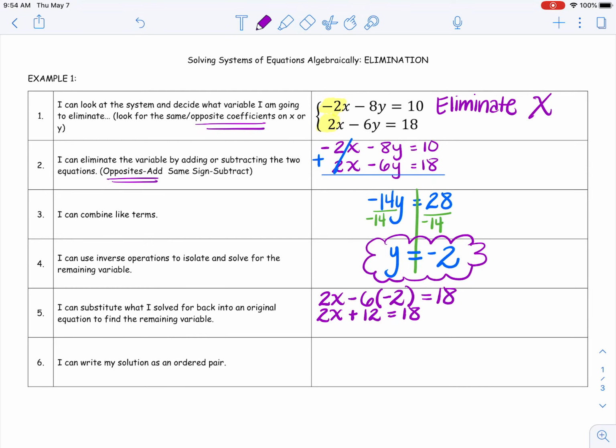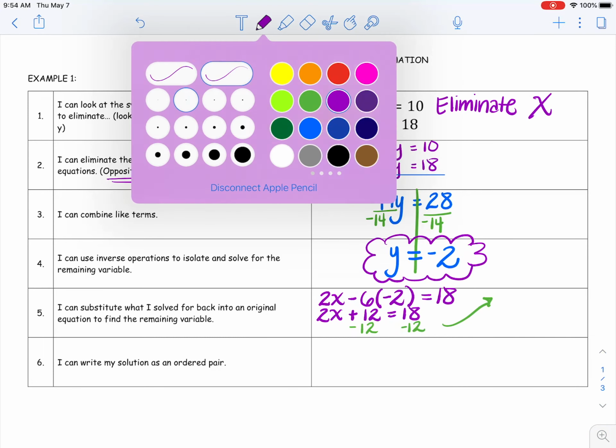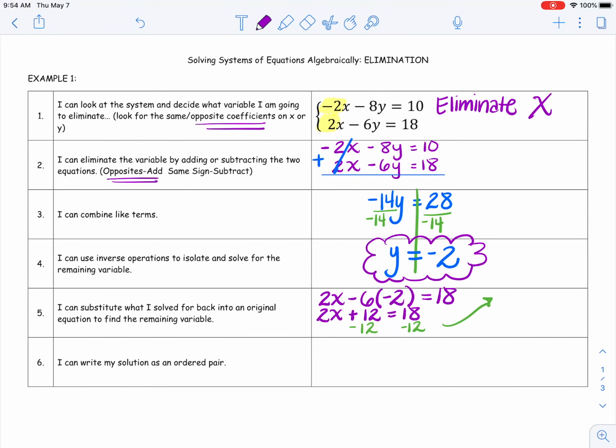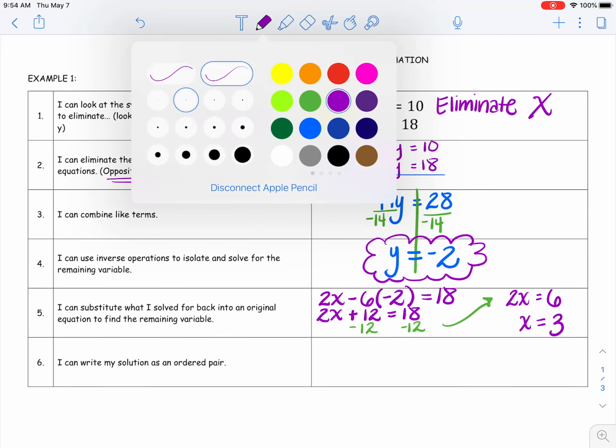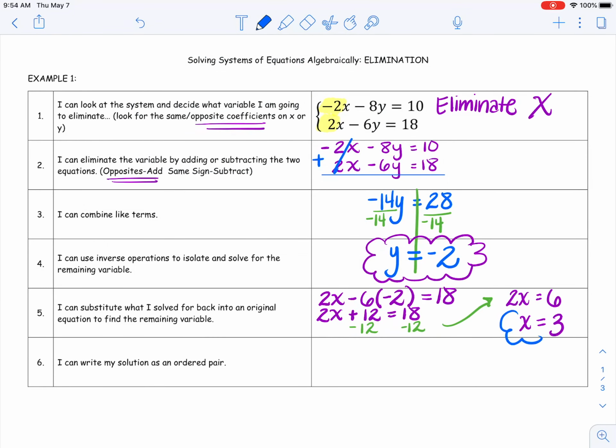And then if I move the 12 to the other side, and I'm running out of space here, so I'm going to pop up to the next line, then I have 2x equals 6, which means that x is equal to 3. My last step is to write this solution as an ordered pair, so my x value is 3, my y value is -2.